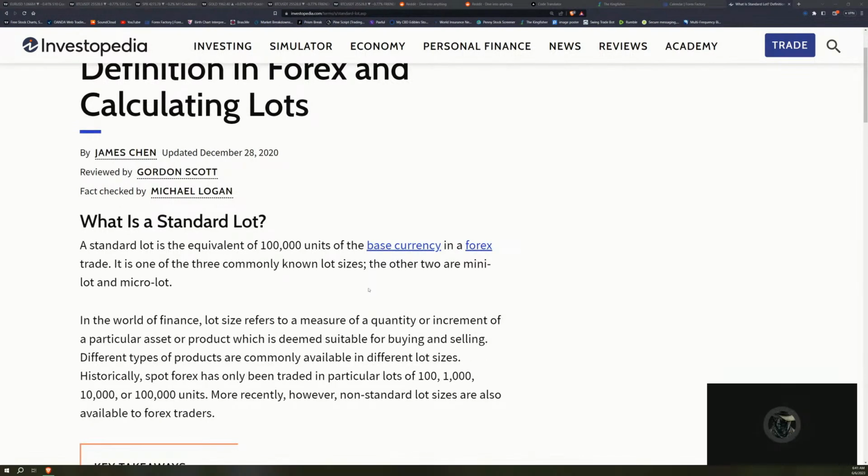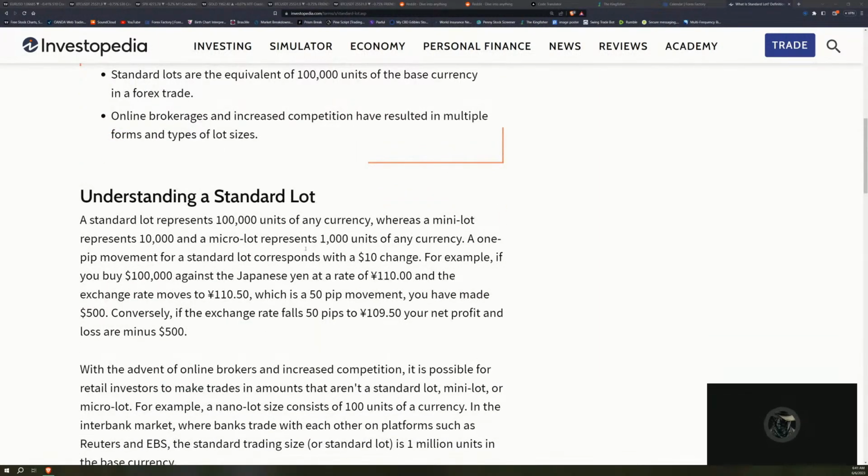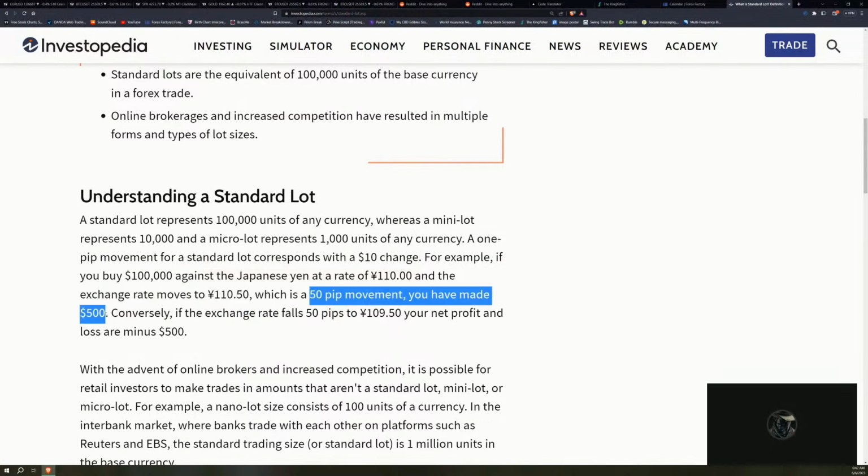A standard lot is the equivalent of 100,000 units of the base currency in a Forex trade. A mini lot is 10,000 and a micro lot is 1,000. So far, I think I am correct. A 1 pip movement for a standard lot represents a $10 change. Okay, so I did have that right. That means that if the price moves 10 pips, you made $100, or as the case they used here, a 50 pip movement means you made $500 with the standard lot. Okay, so I did have that right.